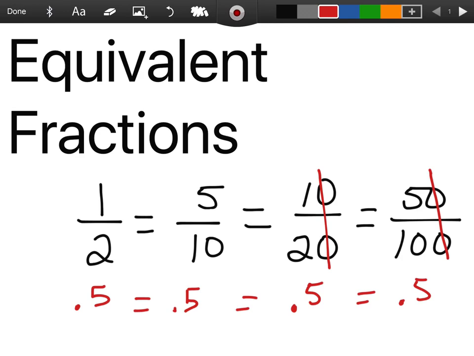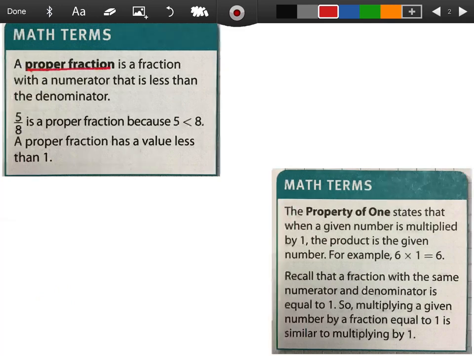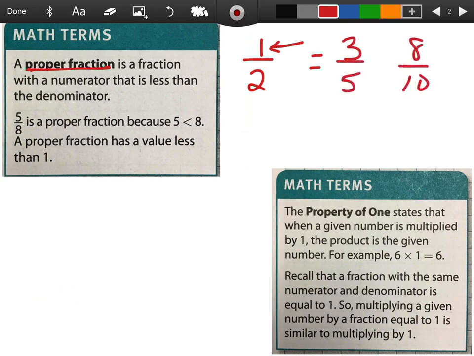All right, so let's look at some examples and let's get some vocabulary done. So math terms, proper fraction. A proper fraction is a number where the numerator is less than the denominator. Guys, this is your normal fraction. 1/2. This number on top is less than the number on bottom. 3/5, 8 out of 10, whatever. You're talking about your normal fractions. Now, these are not equal to each other. However, they are all proper fractions.